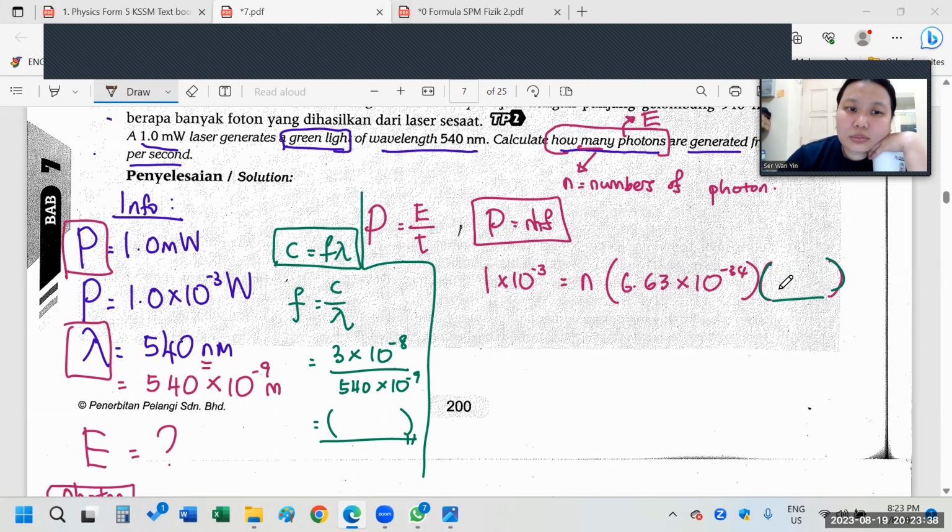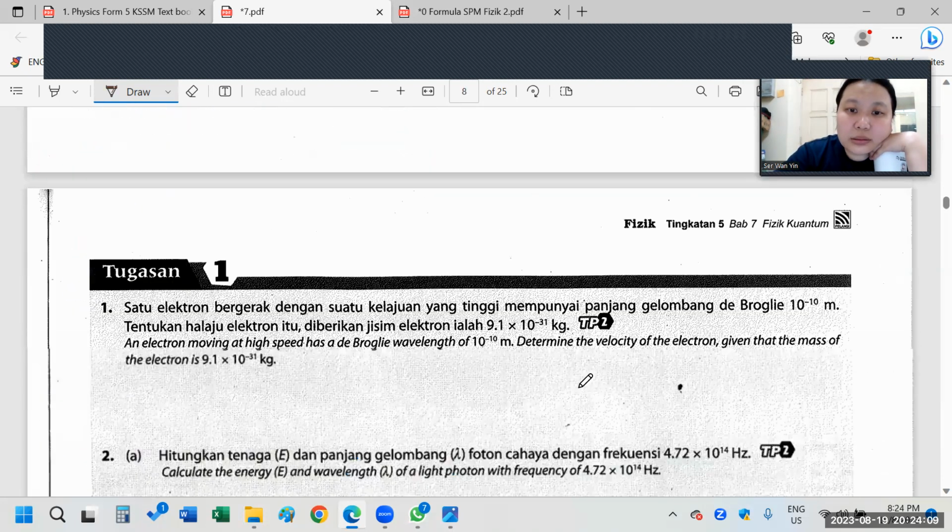So, I think it's my fault, but never mind, we continue. Okay, so now power equals NHF. So we substitute this F to here. And then we will get N, how many photons. They don't want E. They want how many photons. So actually it's N equals, equal sign. So press calculator and check the answer.